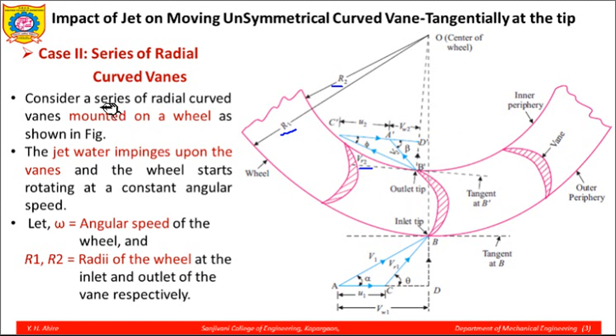Okay, so we consider a series of radial curved vanes. So it is a case of vanes mounted on a wheel. The jet of water impinges upon the vanes and the wheel starts rotating at a constant angular speed. Let omega represent the angular speed of the wheel. Let R1 and R2 represent the radii of the wheel at the inlet and outlet of the vane respectively.